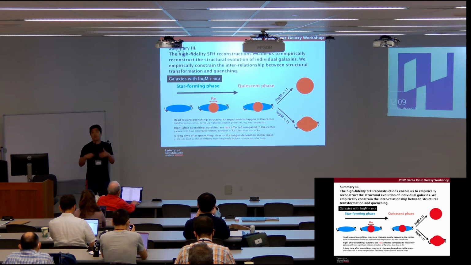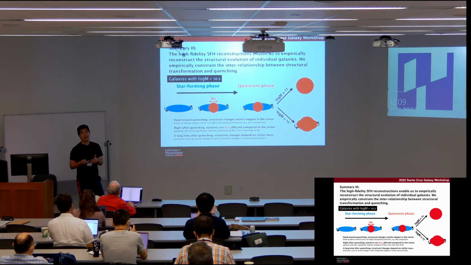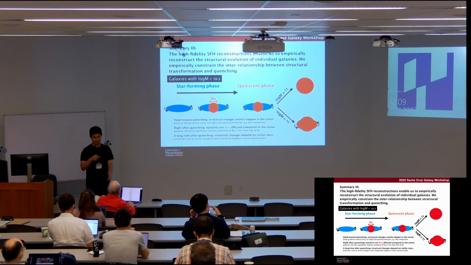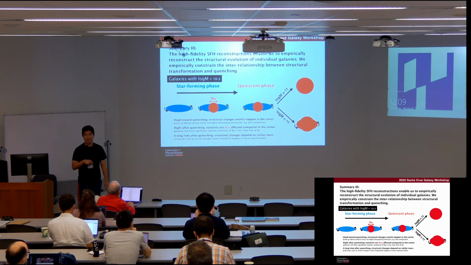Maybe processes such as minor mergers happen more frequently in the more massive halos. We find for these very massive galaxies, they eventually become a velocity dispersion dominated system, while for the lower mass ones, they still have some rotation remaining.